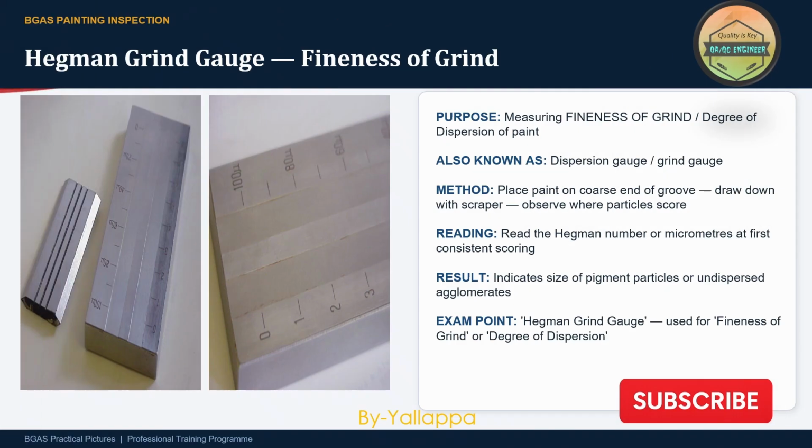This slide shows a Hegman grind gauge. The purpose of this instrument is to evaluate pigment dispersion within a coating material. Poor pigment dispersion can lead to surface defects, poor appearance, and inconsistent coating performance. The gauge identifies the presence of oversized pigment particles and unmixed material. A properly manufactured coating should demonstrate smooth and uniform dispersion.